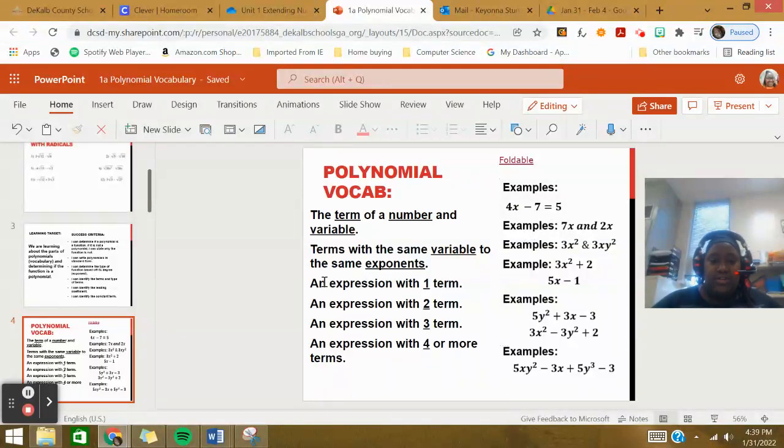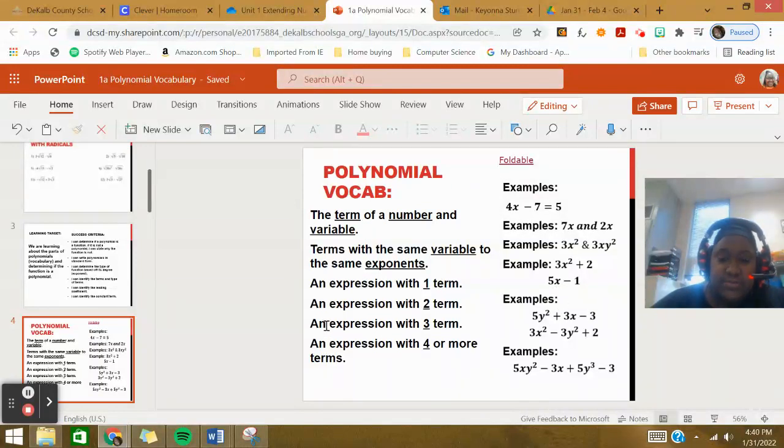Then we have monomial. It's an expression with one term. The examples we have are 3x squared and 3xy squared. Then an expression with two terms is known as a binomial. The examples we have here are 3x squared plus 2 and 5x minus 1.